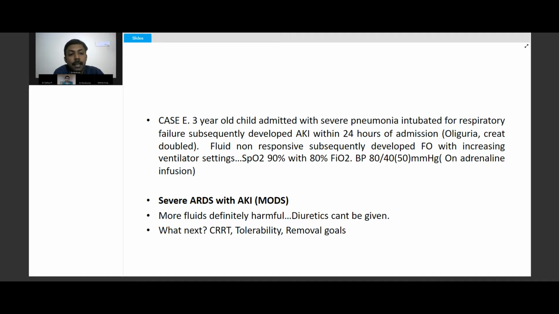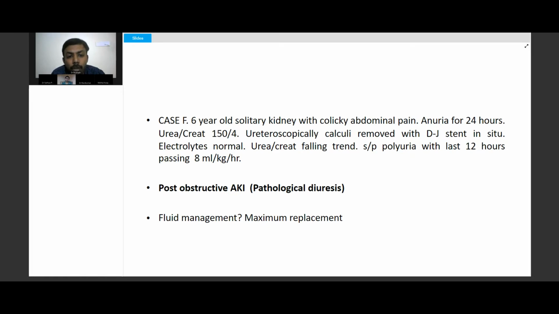The last case is a 6-year-old child with a solitary kidney with colicky abdominal pain, anuric for the last 24 hours, and having a high urea and creatinine. He has a calculus which was diagnosed and removed ureteroscopically with a DJ stent in situ. Electrolytes are normal, urea and creatinine are in a falling trend. In the last 12 hours in ICU post-op, he is polyuric, passing 8 ml per kg per hour. So this is post-obstructive AKI.